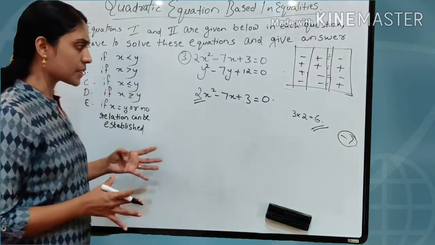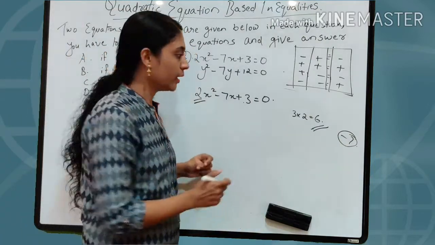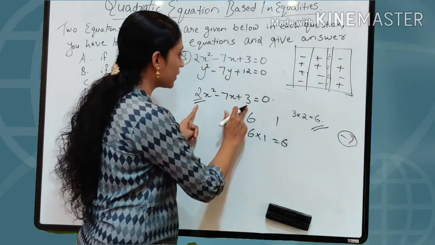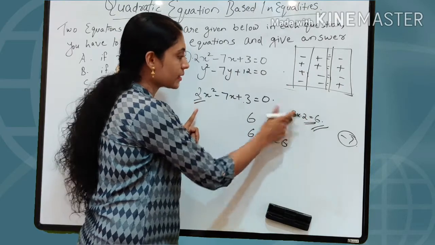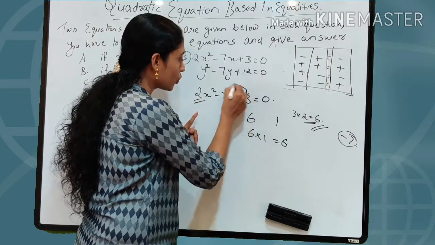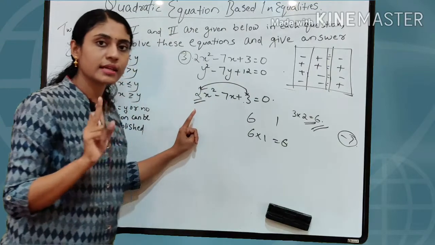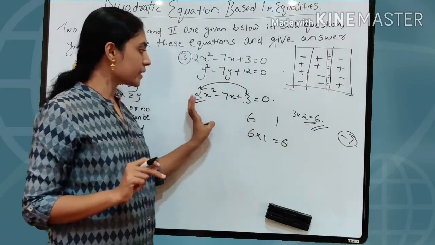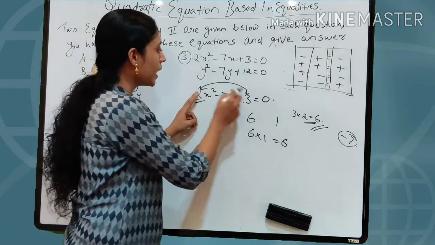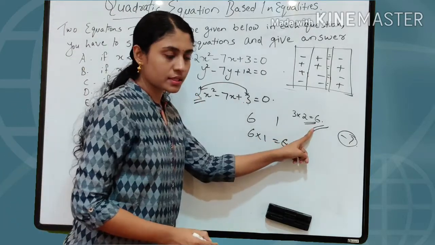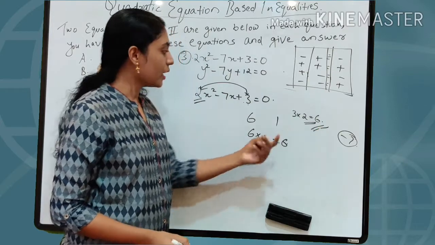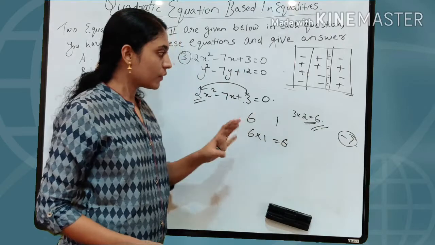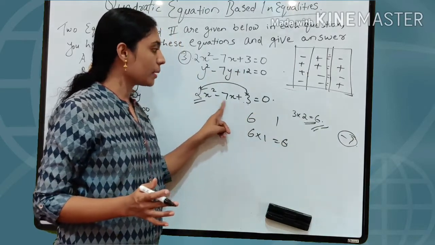So which are the numbers? 6 and 1. Why? Because when we do 6 into 1, it is 6. How did we get this answer? Multiplying 3 into x square term. In the earlier cases, the x square term was 1, so we just considered the constant term only. But in this case, the x square term is there. So we multiply these two numbers and the number is 6. So we look for that number. When we multiply any two numbers, the answer should be plus 6, and when we add or subtract two numbers, the answer should be minus 7.